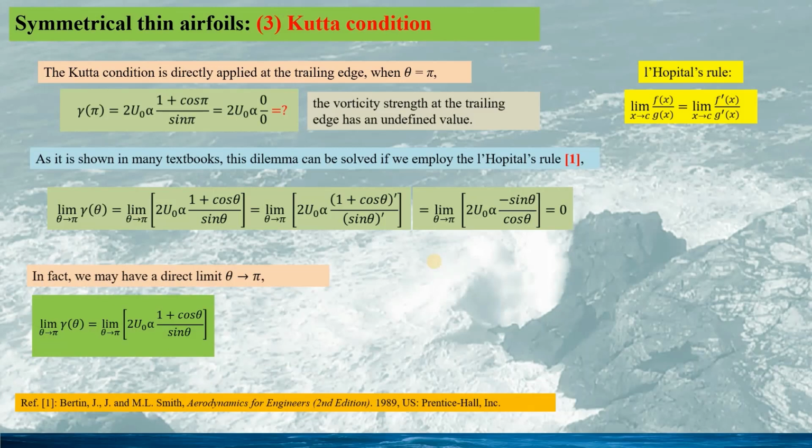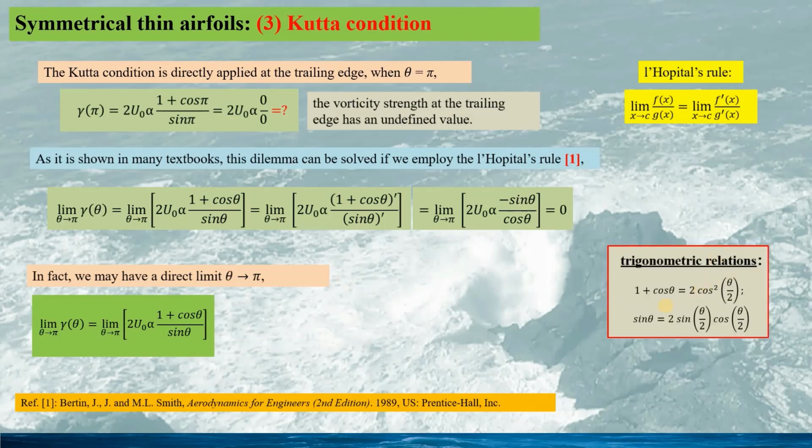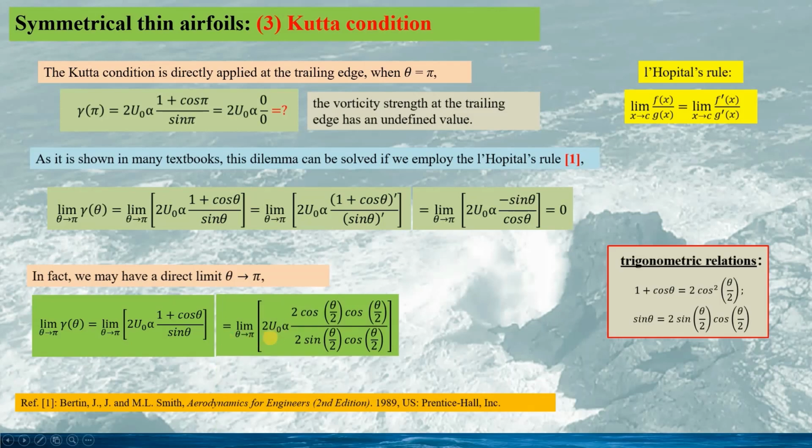Here, I will show another approach to obtain the limit of the vorticity strength at the trailing edge, which is directly based on the trigonometric relations as this, and we will have the expression as this. Here we can cancel out the part of cosine theta divided by 2. So we have the expression as this, and we can see when theta approaches pi, this expression would be 0. Therefore, the expression of the vorticity strength satisfies the Kutta condition.